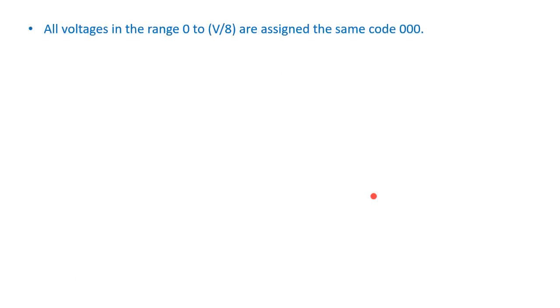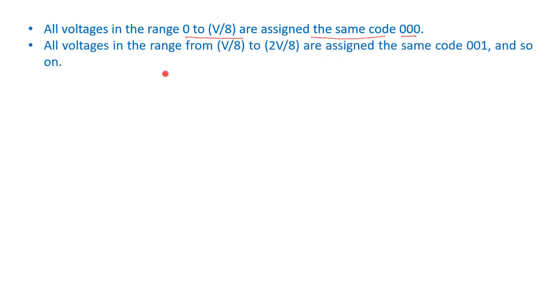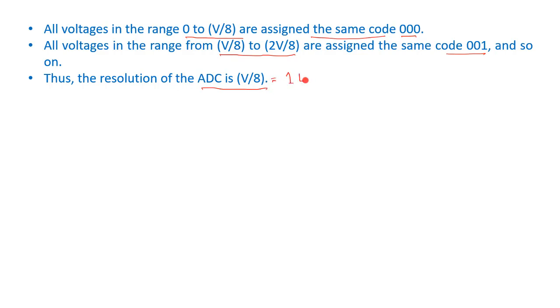Now, all the voltages in the range of 0 to V by 8 are assigned the same code 0 0 0. Similarly, all the voltages in the range of V by 8 to 2V by 8 are assigned the same code 0 0 1 and so on. Thus the resolution of the ADC is V by 8, that is called 1 LSB, that is the resolution. So it is equal to 1 LSB, right. This is called resolution of ADC.